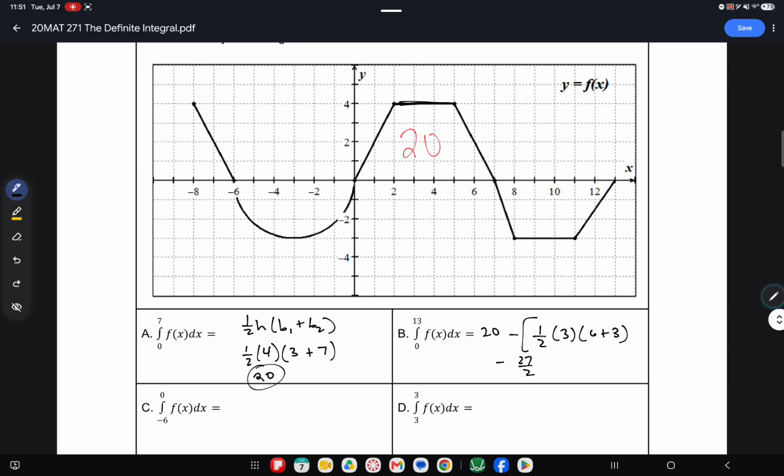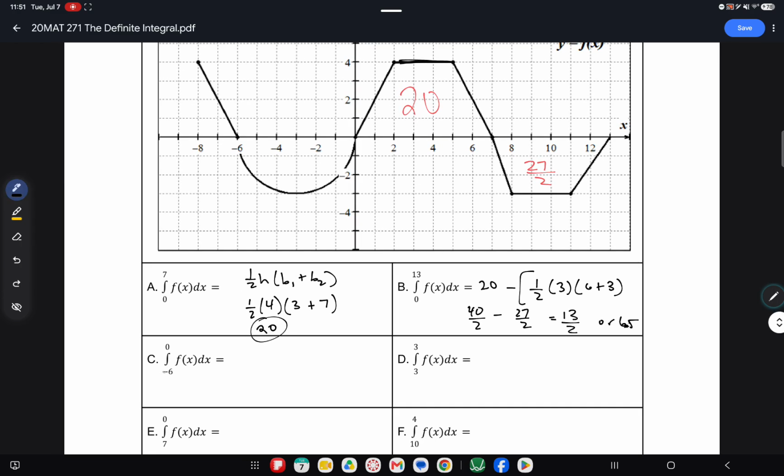I'll go ahead and change that 20 to make that 40 over 2. And then 40 minus 27 is 13. So 13 over 2, or 6.5. So the area from 0 to 13 is 6.5. And I guess this trapezoid here, I could write in the area in case we need it. That's the 27 over 2.